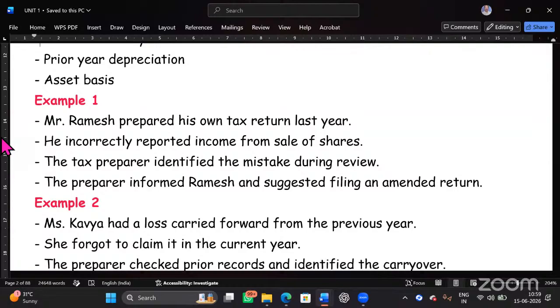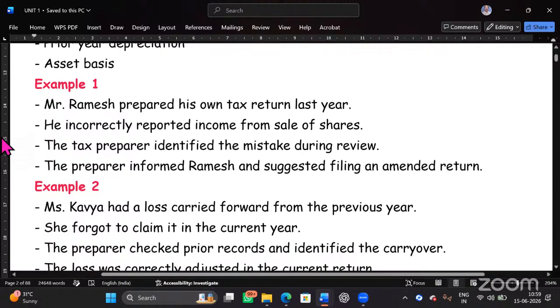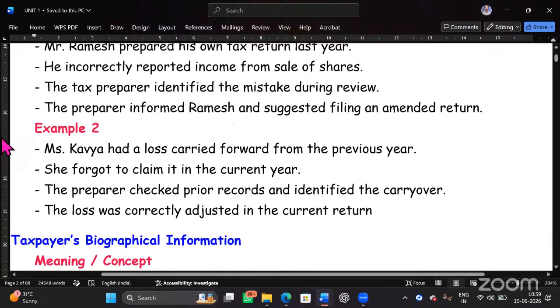He incorrectly reported income from the sale of shares. Suppose last year he sold shares worth $10 lakh, but he recorded only $7 lakh last year. That matter came to notice during the current year's preparation, so definitely that error must be rectified in the current year. The balance 3 lakh, forgotten last year, is to be included in the current year. In this way, referring to the previous returns is useful.